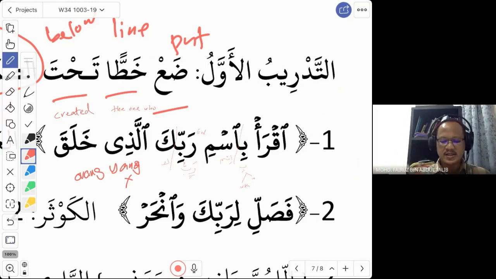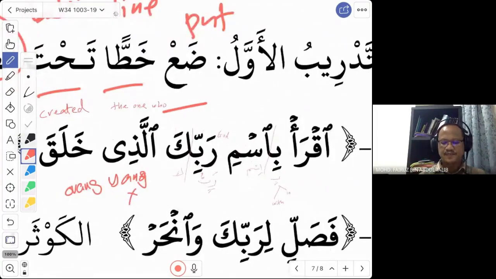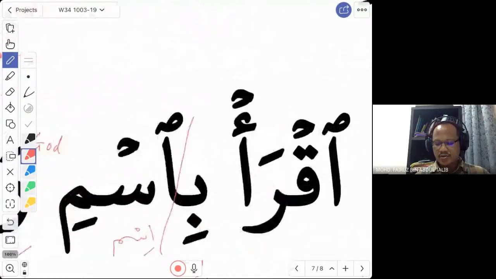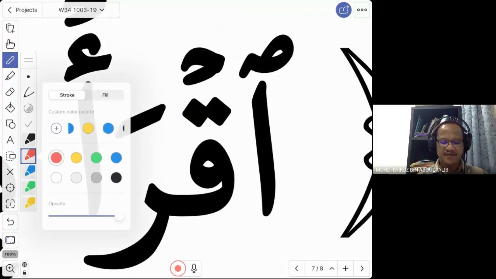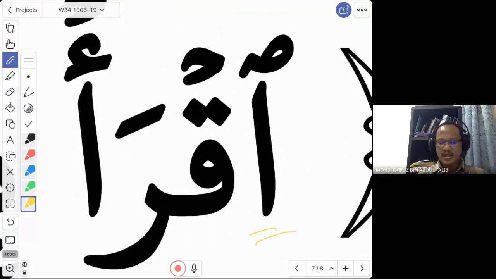Okay, so this is the first sentence, or the first ayah, and the meaning of the first ayah. Before we go to the second ayah, I would like you to look at this word. Look at the alif. What is different about this alif and your normal alif? Do you see any difference? Anything new here?